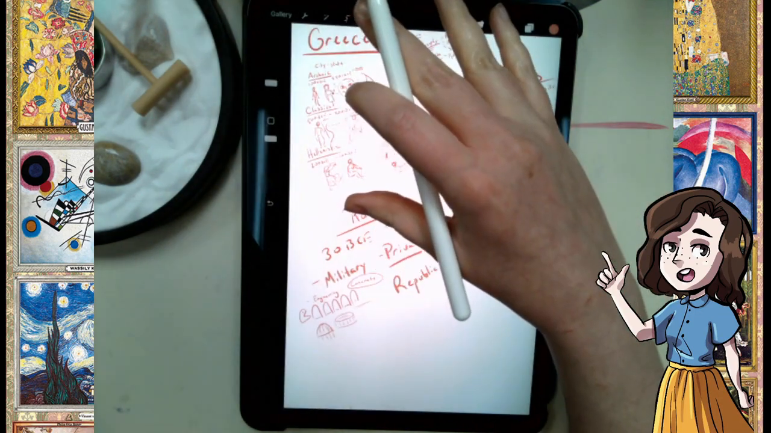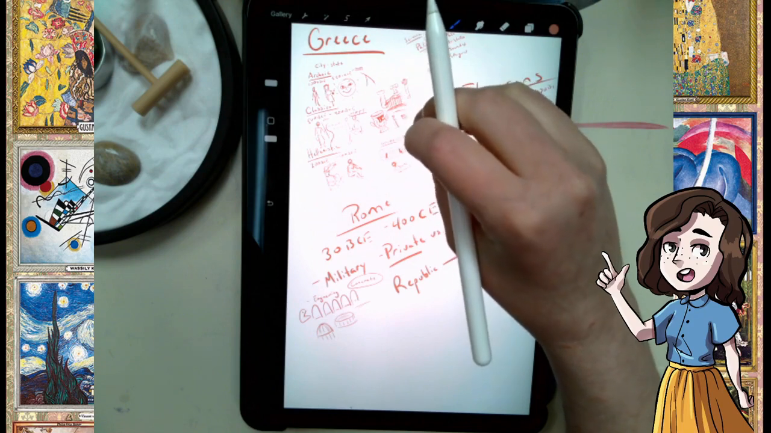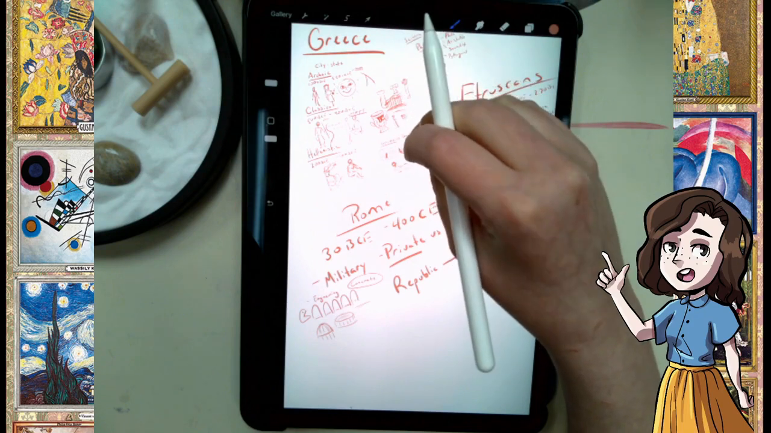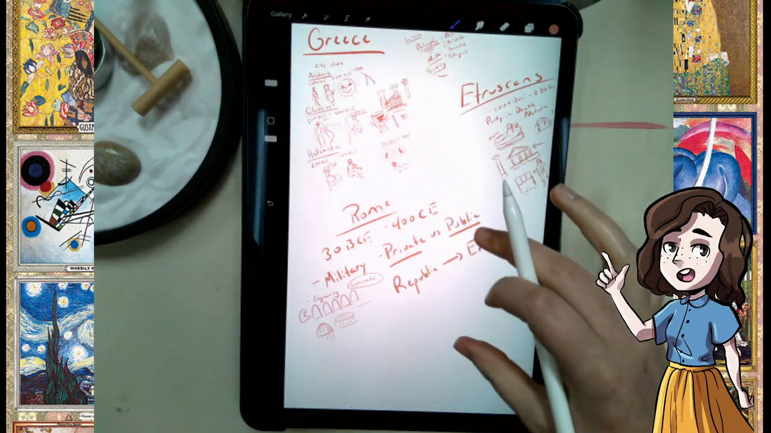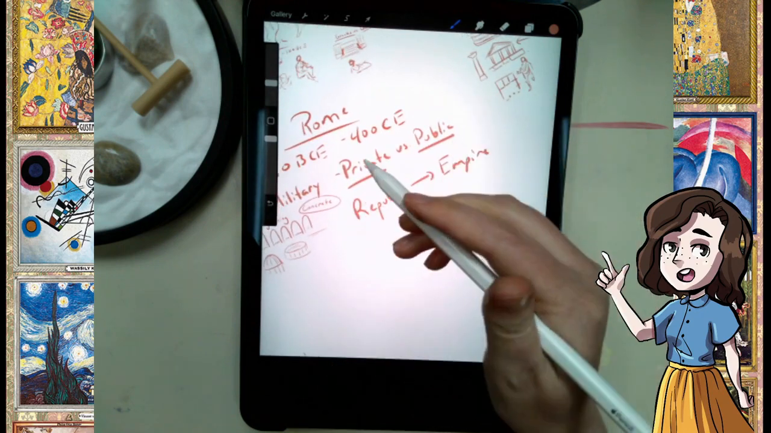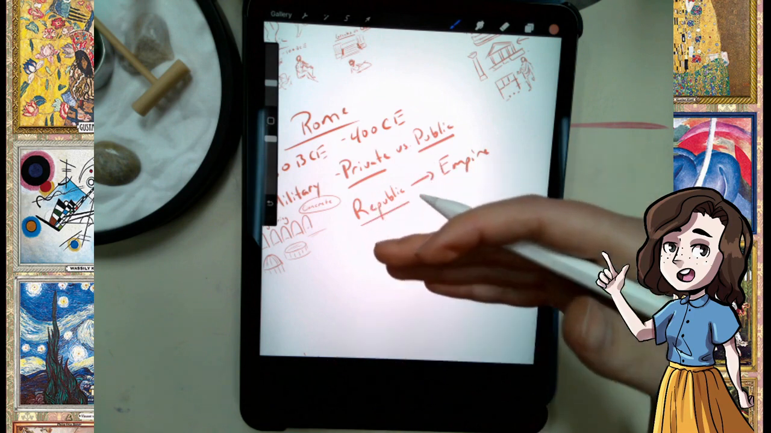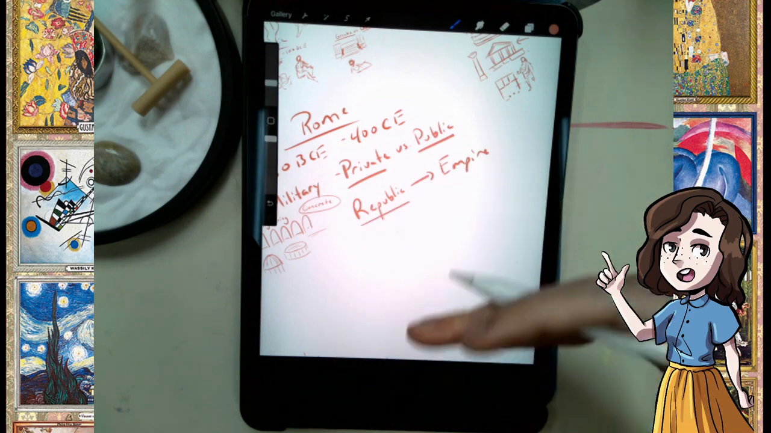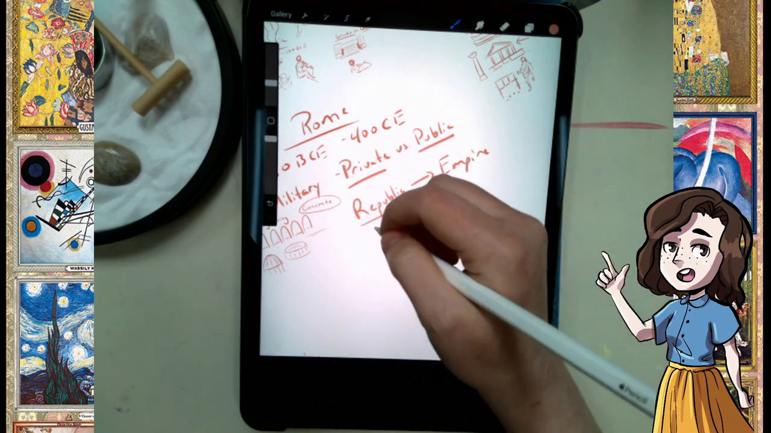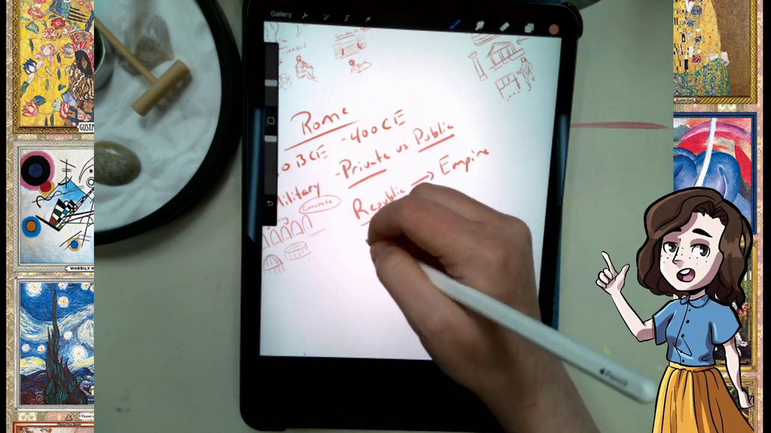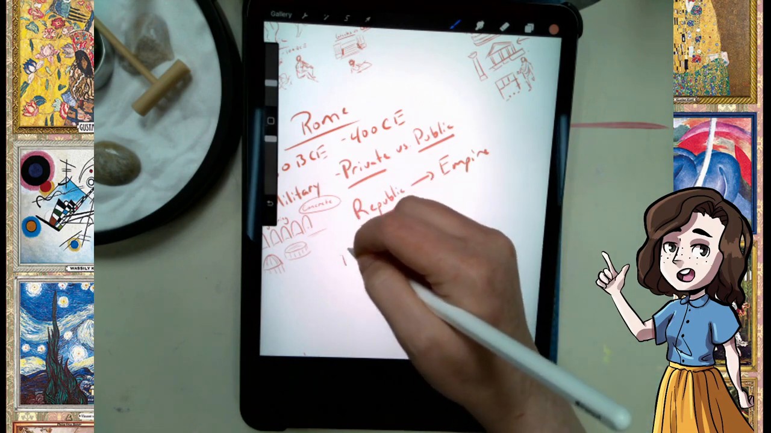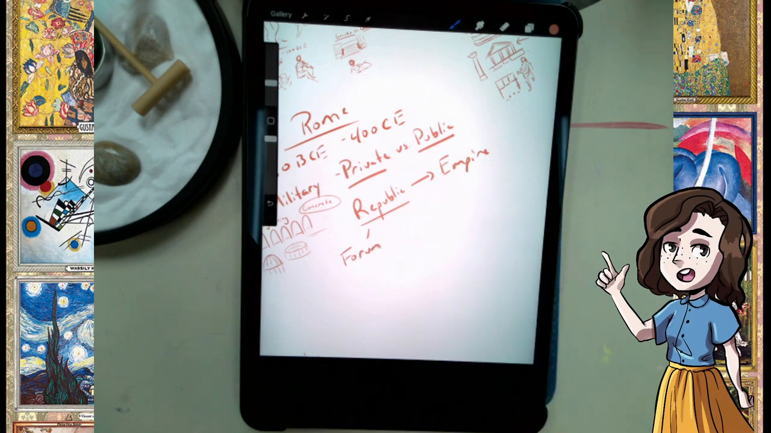Greece was a direct democracy. Very limited people could vote, but everyone available to vote got to vote on everything. Rome, a republic, is where you elect a senator or a representative to vote for you. So they, under this republic, are going to have things like forums, which is where the government does their work. The senators come to meet and vote on things.